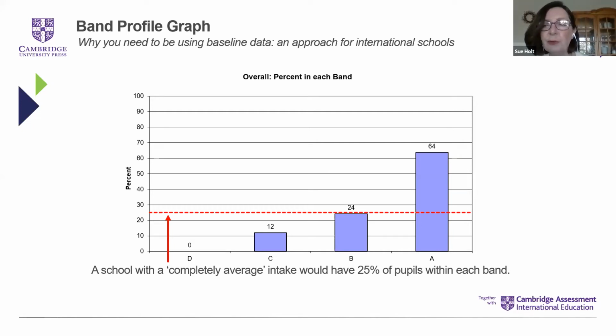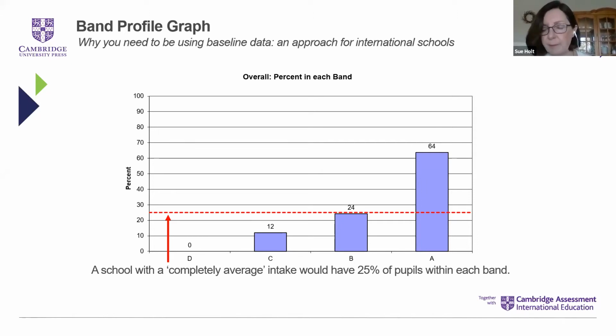This is really important for school leaders to have a picture of the cohort they're dealing with. In this particular school, you can see that the vast majority of students are in the top half of the ability range, and 64% were in the top 25% of the ability range. If this was a completely average school, it would have 25% of students in each band. But what I find particularly interesting in an international school is to look at the breakdown of that data by test.